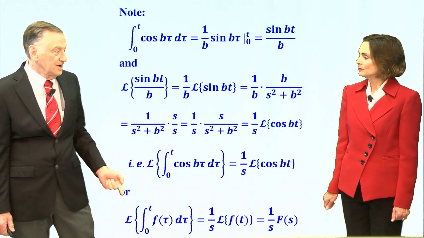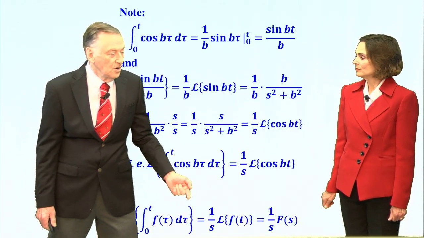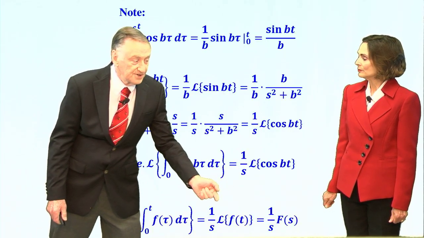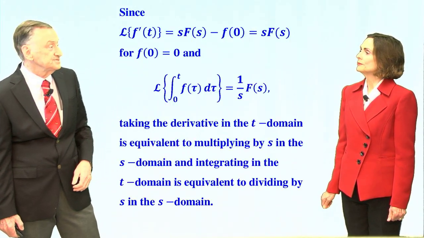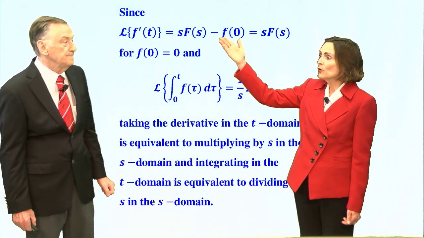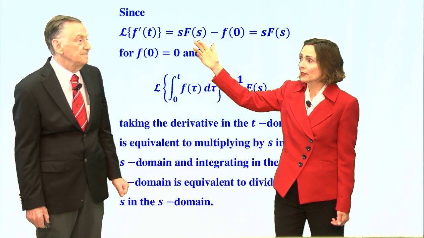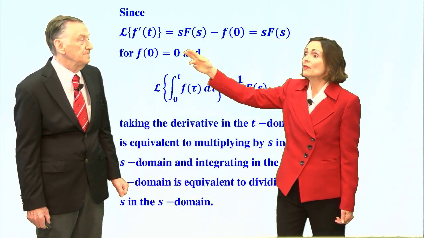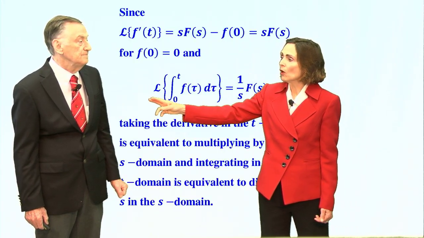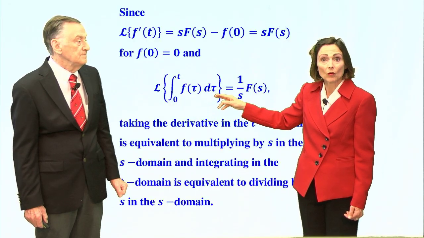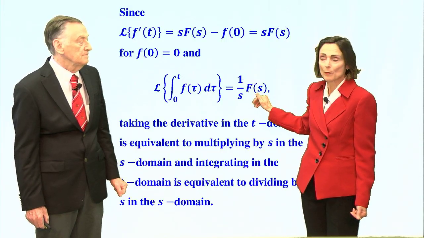Or the Laplace of the integral from 0 to t of f of tau d tau is equal to 1 over s, the Laplace of little f of t, which is 1 over s capital F of s. So now, remember, the Laplace transform of the derivative of f of t is s capital F of s minus f at 0. If f at 0 is 0, that's simply s capital F of s. And you just learned that the Laplace transform of the integral from 0 to t of f of tau d tau is 1 over s capital F of s.